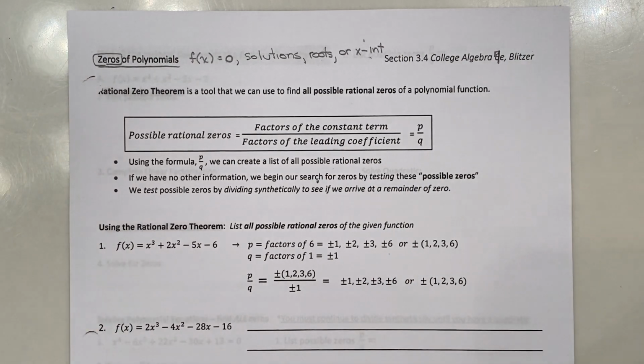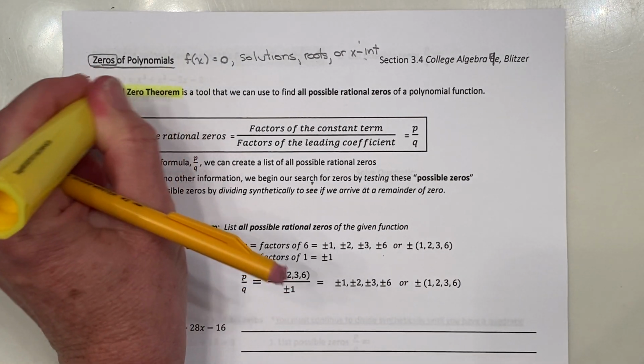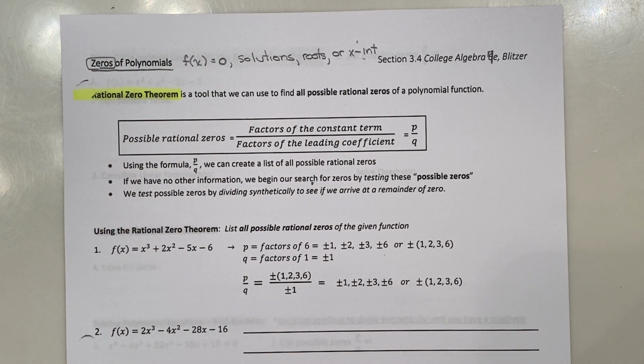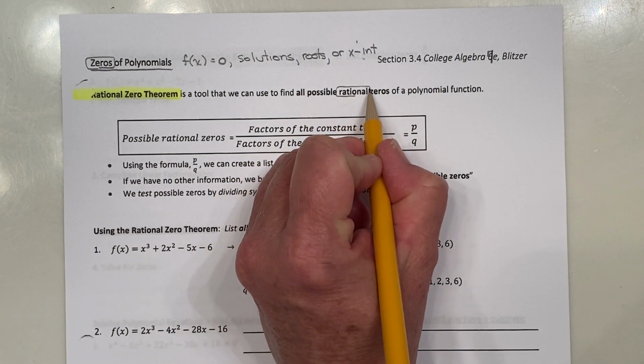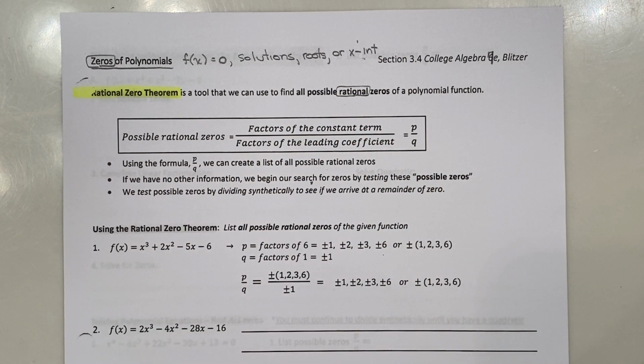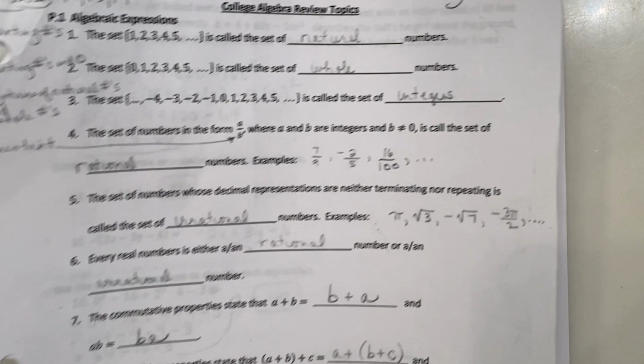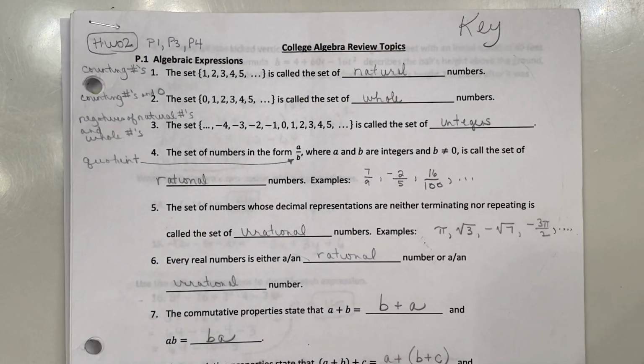All right, we have the rational zero theorem. This is a tool that we can use to find all possible rational zeros of a polynomial function. Well, as a reminder, what is a rational number? So I'm going to take us way back to probably one of the first things we studied in this course. Let's talk about reminding ourselves and recalling that previous knowledge of what is a rational number.